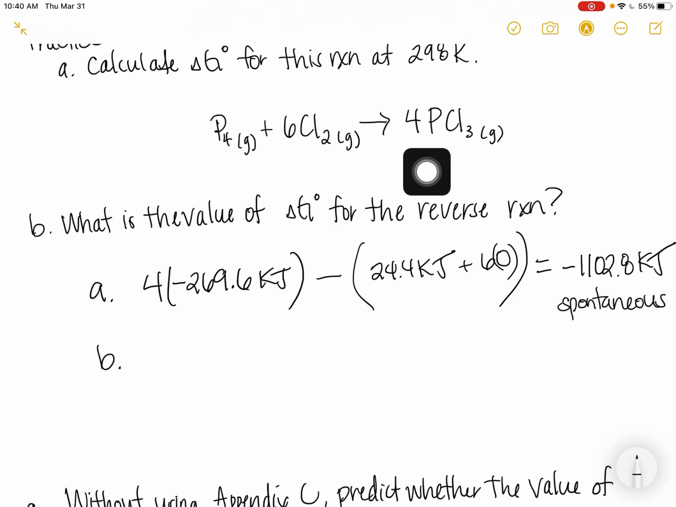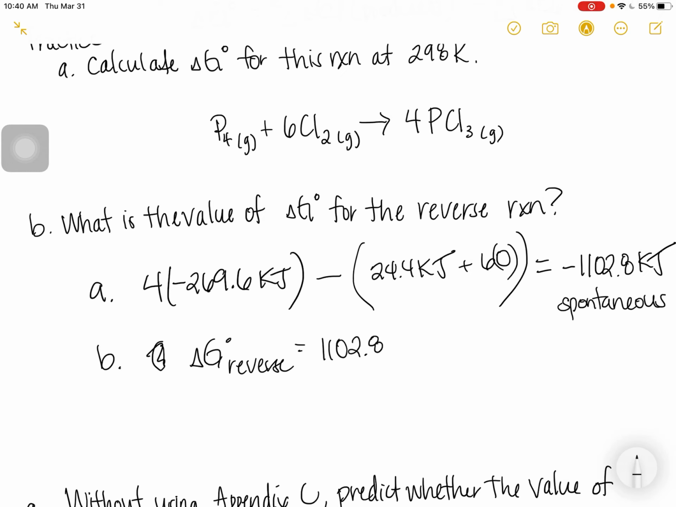And your value is just going to be the opposite sign of this. So you can do it if you want to, but it's just going to be the opposite sign, just like delta H. So delta G for the reverse is just going to be positive. And then, of course, it would be non-spontaneous.